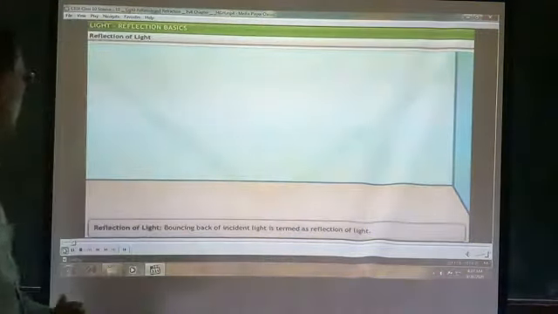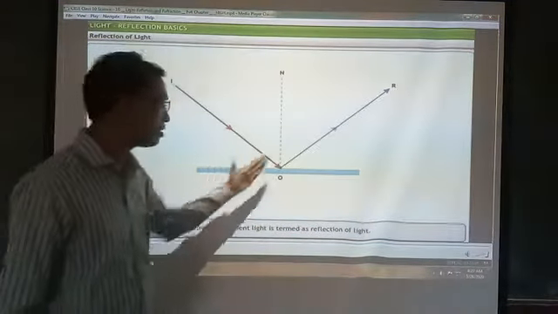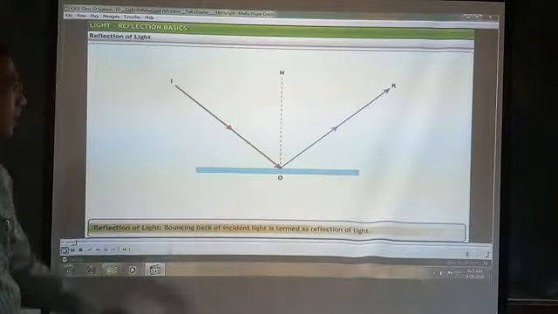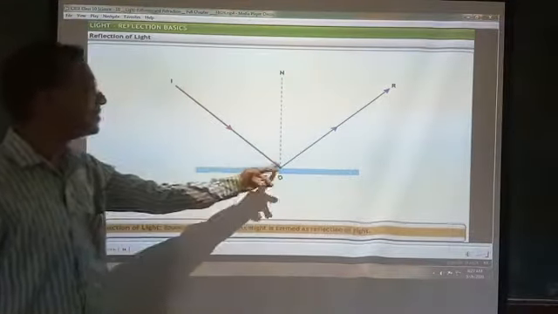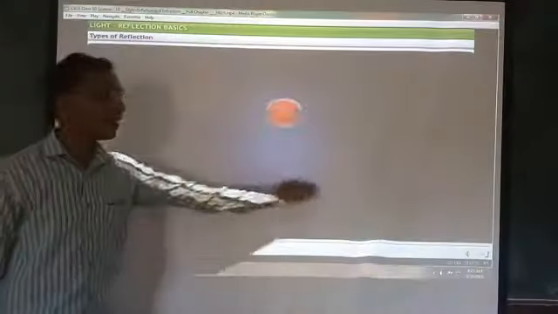Reflection of light is the bouncing back of the incident light, and it is termed the reflection of light. Here this is the incident ray, this is the reflected ray and this is the normal at the point on the plane surface.